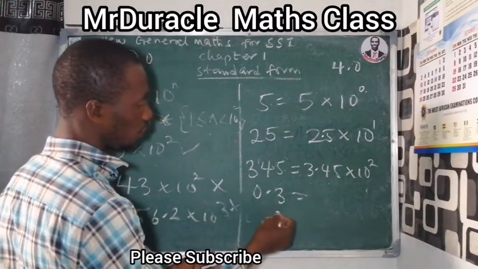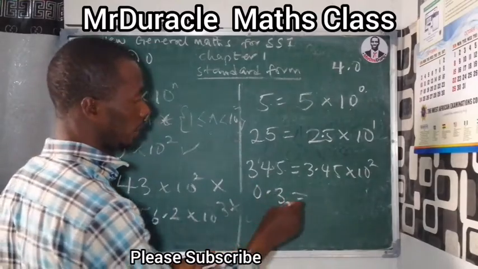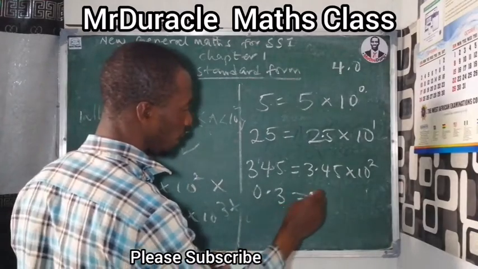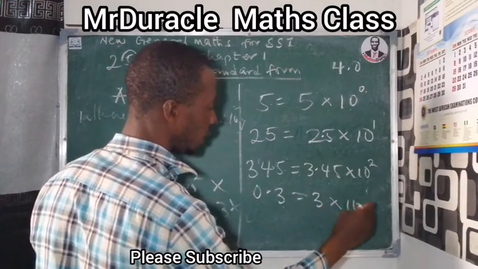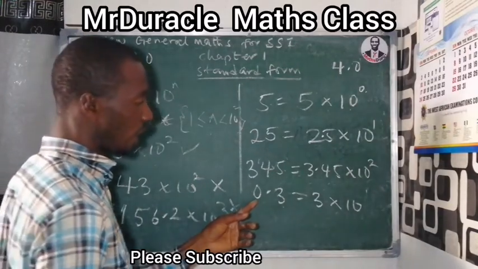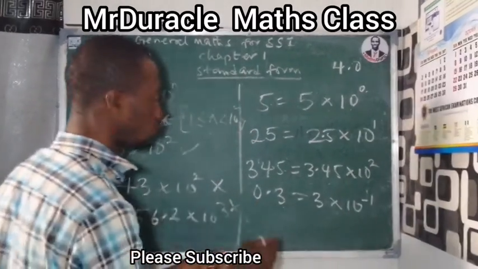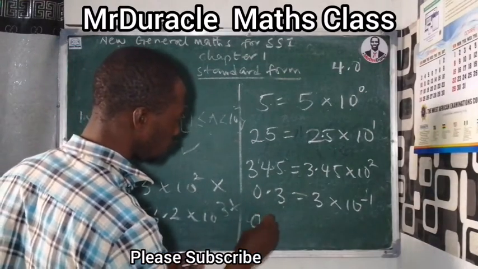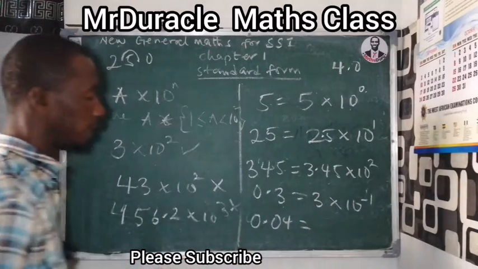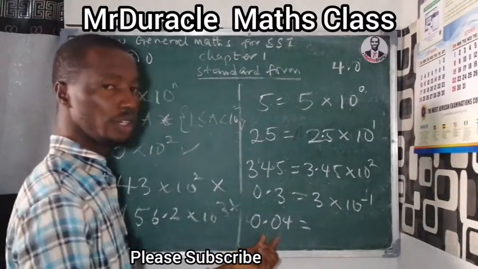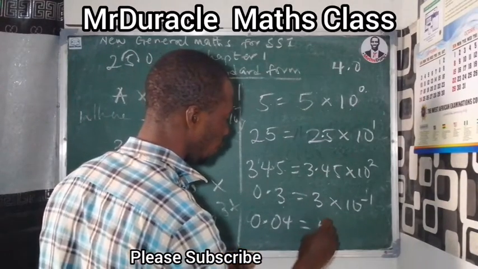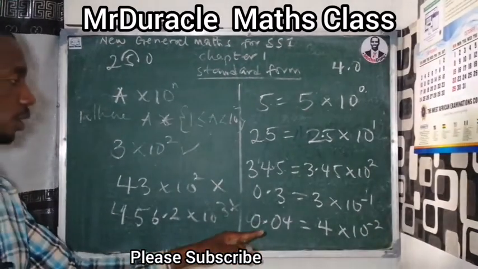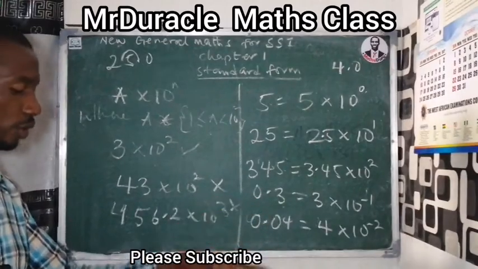So how do we solve this problem? Remember, our rule for standard form is that the front number must be in units. Since I have only one number here, I have 3 times 10. How many leading zeros do we have here? One leading zero, so minus 1. If I have 0.04 and you are asked to write it in standard form, the same thing goes. How many leading zeros do we have here? Two leading zeros. So we have 4 times 10 to the power minus 2. It continues that way. If it is three leading zeros, it continues in that order.